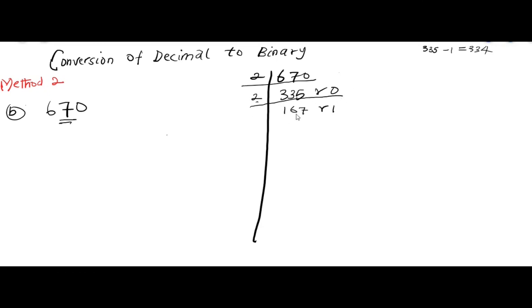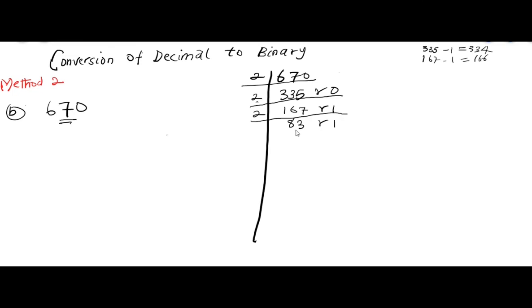Then you go again. 167 divided by 2. Remember, 167 is not an even number, so you have 167 minus 1 equals 166. So 166 divided by 2, you have 83. Since you subtracted 1, your remainder will be 1. Okay, so you have your line.